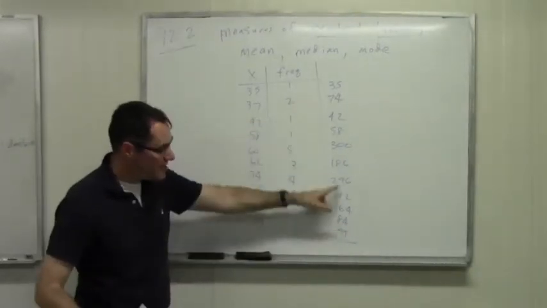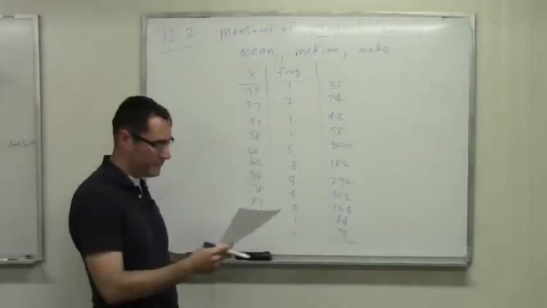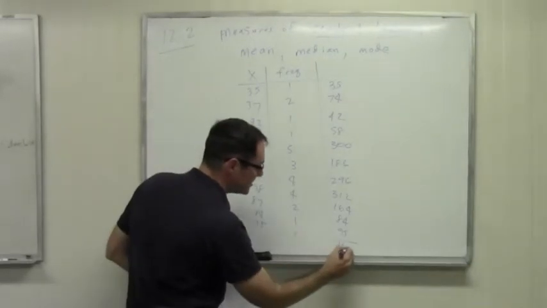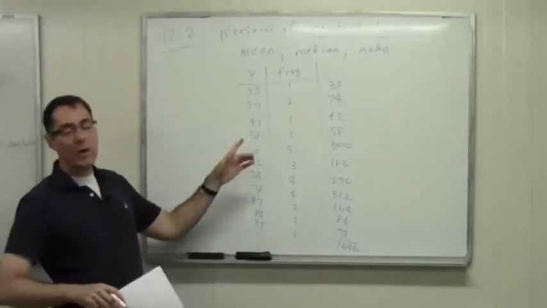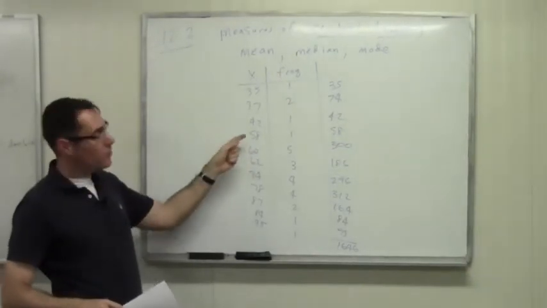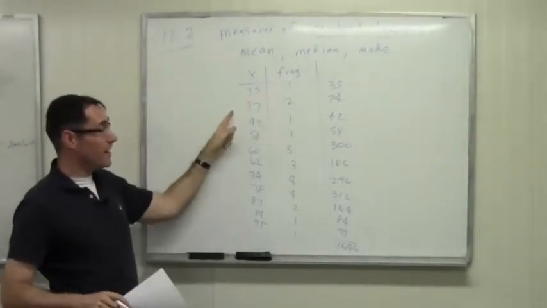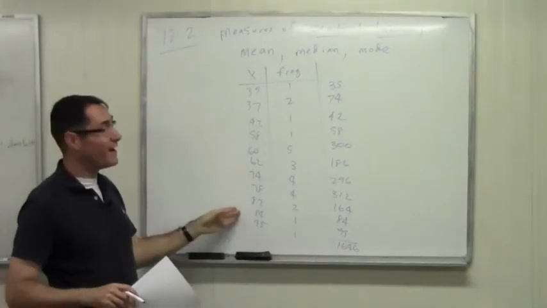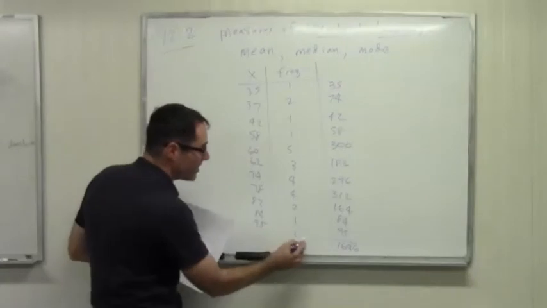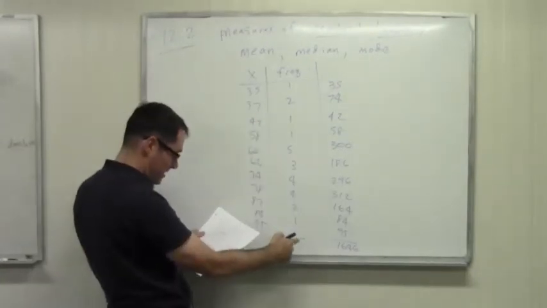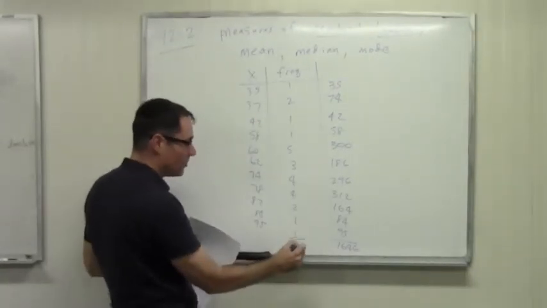So you add all these guys up, right? In fact, this is actually 1,646. And then what do you divide by? You don't divide by 10. You might think you do. You divide by the total of the frequencies, right? So you have to add these guys all up. There happen to be 25 of those guys.